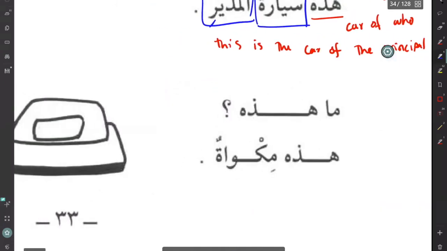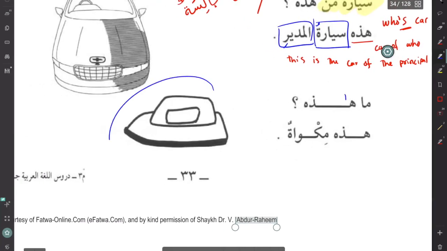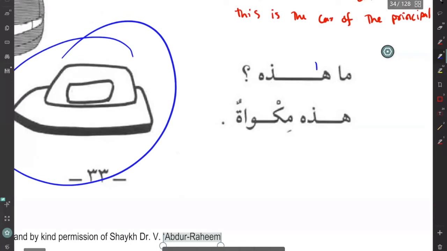So we have ma hadhihi. Okay, so we're saying hadhihi. What? Okay, so we're getting new words now. We always use our irons to, you know, iron our shirts, our kids' shirts and whatnot. So now you say mikwatun, mikwatun.